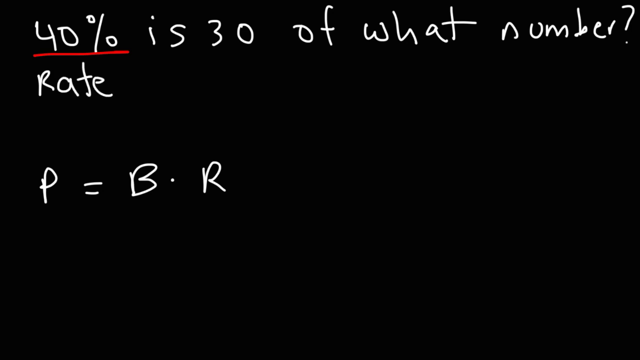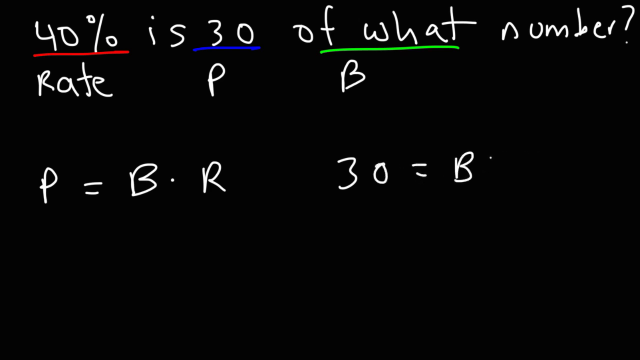Now what about 30? What does that tell us? The number that is associated with the word is the percentage. So that's P. And then of what number, that's what we're looking for. So in this problem, we're looking for the base, B. So that's what we need to calculate in the equation. Now let's plug in what we know. P is 30. We don't know the value of the base. And we know R, the rate, is 40%. So 40 divided by 100 is 0.40.